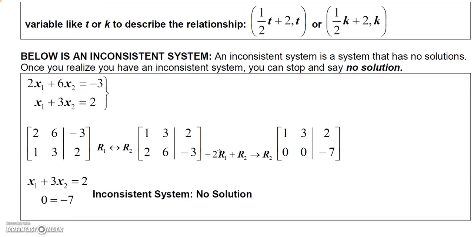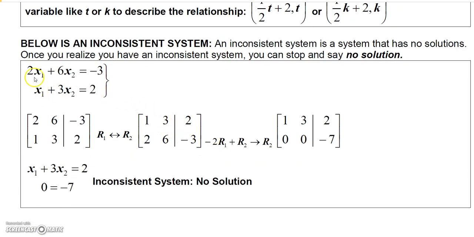Now, to wrap this up, let's say that I did a similar problem like this. So 2, 6, -3 would be the first row, and 1, 3, 2 would be the second row. Well, here I can just swap the two rows and get 1 right here. Well, then I can multiply this row by -2 and add it to row 2 to cancel this 2.